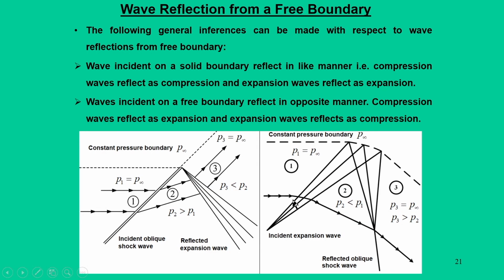And finally, in summary, with respect to wave reflection from a free boundary, the following two general inferences can be made. First, a wave incident on a solid boundary reflects in like manner, that is, compression waves reflect as compression, expansion waves reflect as expansion. A wave incident on a free boundary reflects in the opposite manner, that means compression waves reflect as expansion, and expansion waves reflect as compression.